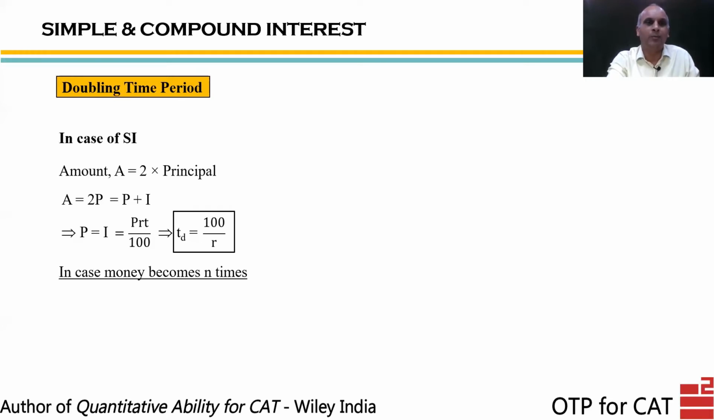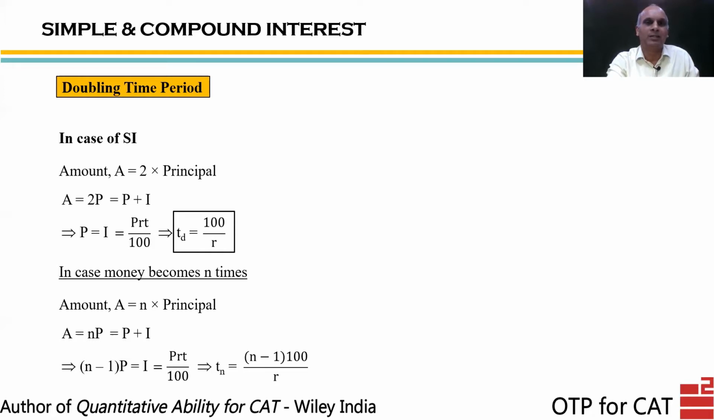In general, if money becomes n times, not just twice or thrice, we will find out what happens. In that case, our approach is the same. Amount will be n times principal. Look at this, we finally get (n minus 1) times P is equal to I, and that is equal to PRT by 100. And so when money becomes n times, the time period is equal to (n minus 1) into 100 upon R. I suggest you remember this formula as well.